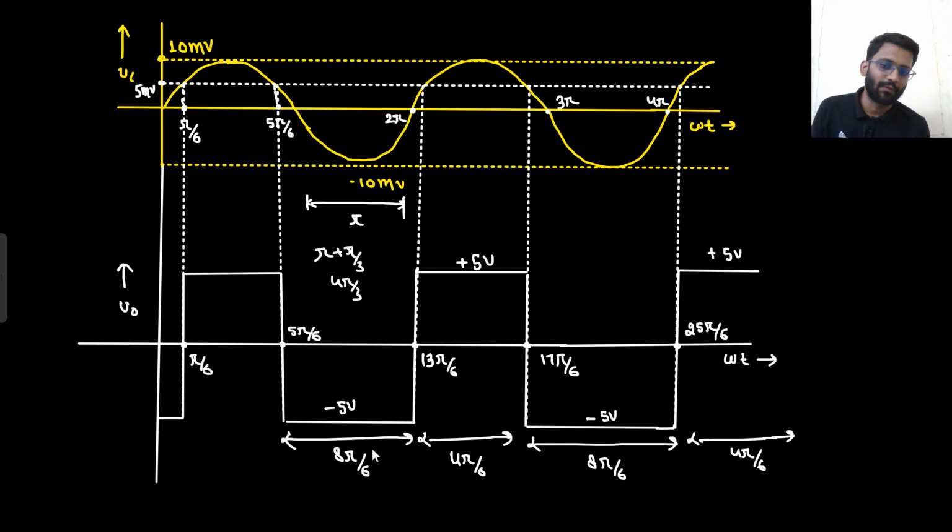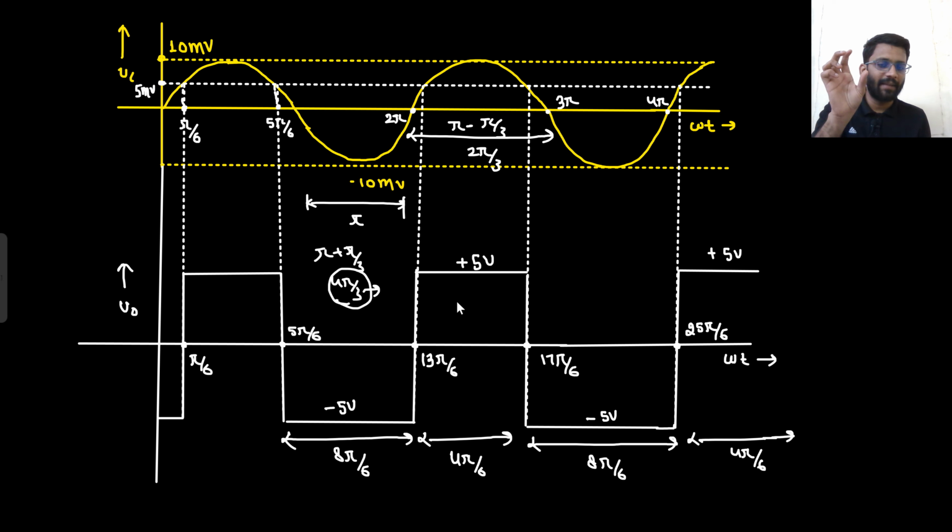8 pi by 6 or 4 pi by 3, you can say. 8 pi by 6 is equal to 4 pi by 3 only. So it is there for 4 pi by 3. And what about this? This complete time is pi. So pi minus pi by 6 minus pi by 6, so pi minus pi by 3. So this is there for 2 pi by 3 time.